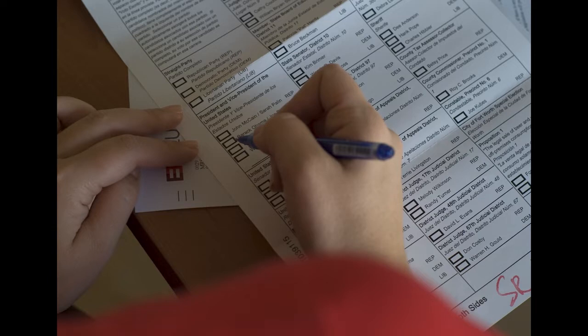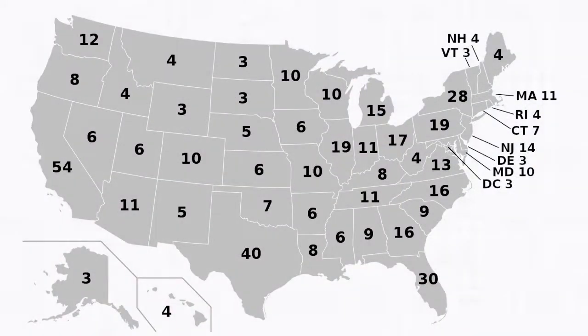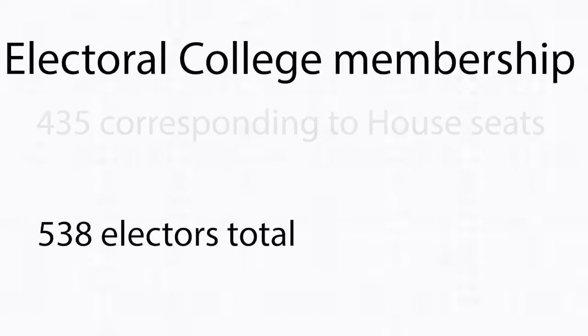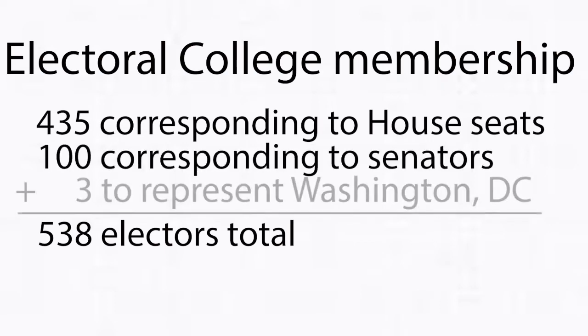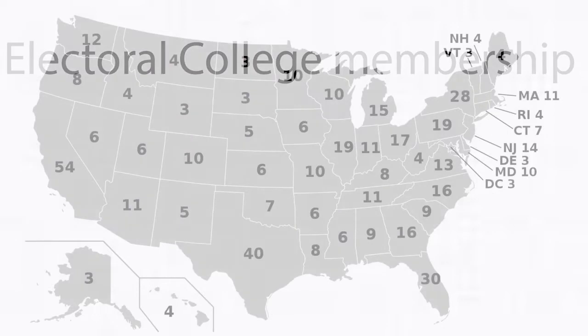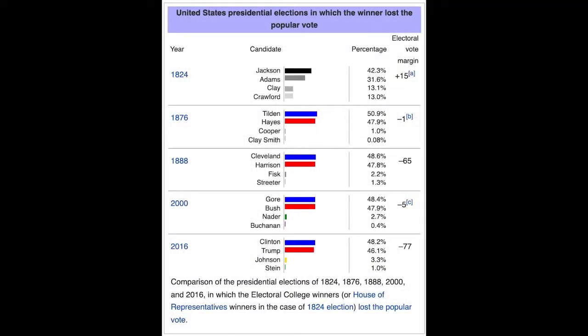However, this isn't a vote for the presidential candidate per se. Rather, it determines the membership of the Electoral College, a special group in charge of formally electing a president. The college currently has 538 electors, 435 corresponding to House seats, 100 to match the senators, and 3 more to represent Washington, D.C. The Electoral College usually just elects the same person who won the popular vote, the one the public participates in, although on 5 occasions the Electoral College picked someone else.